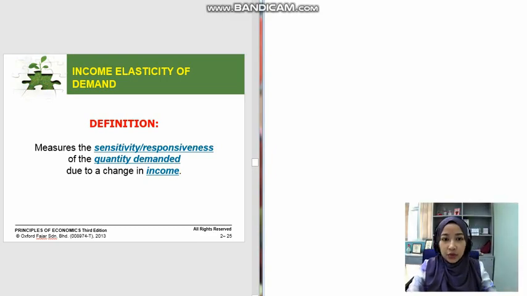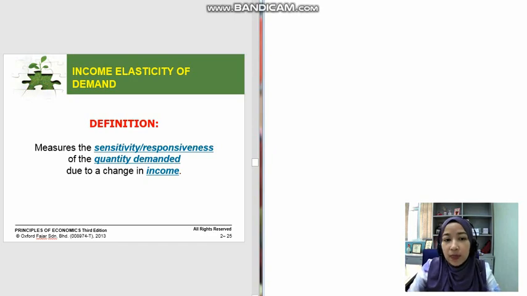Okay, so now let's continue with the next part of elasticity, which is income elasticity of demand. Previously I have already explained the first type of elasticity, which is price elasticity of demand, in which we are looking at the responsiveness of consumers when there is a change in the price of a certain product. Let's say if the price of the product increases, will you reduce your purchase more, or will you reduce your purchase just a little bit? That is what we mean by elasticity. How responsive you are towards a change in the price.